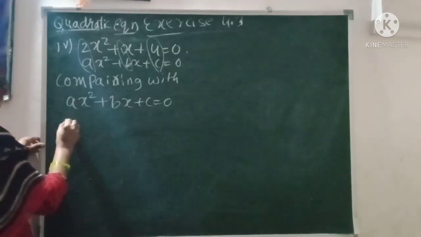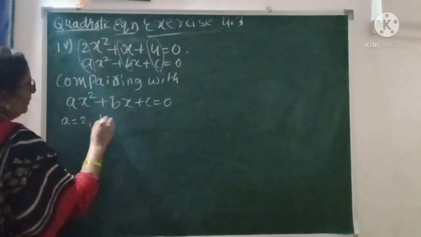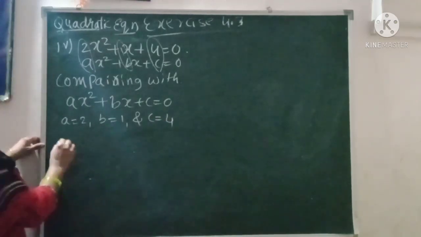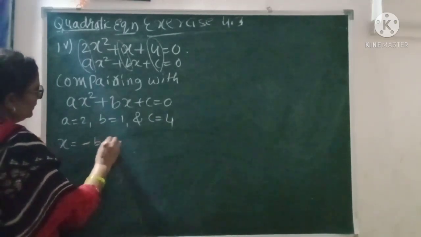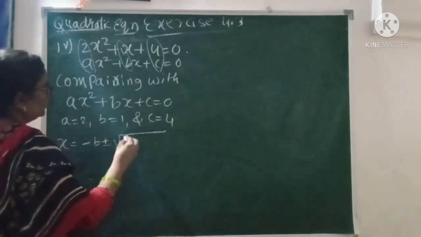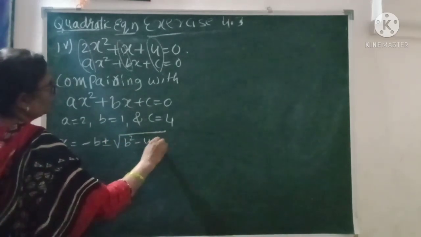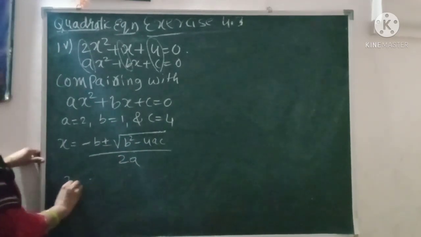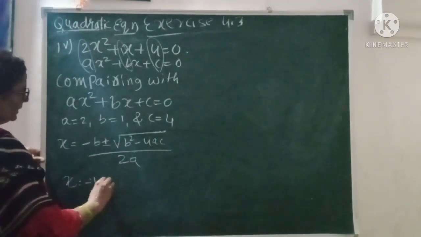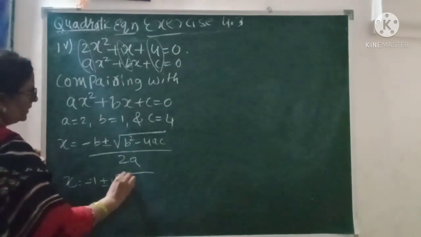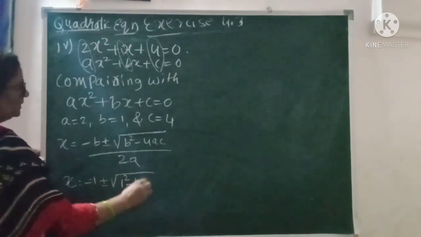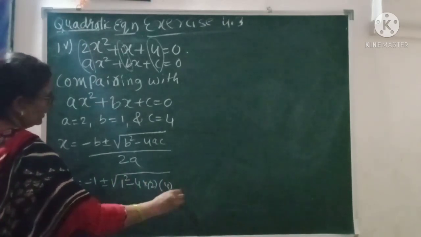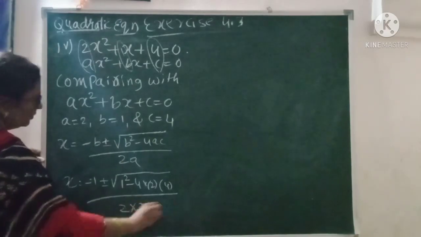Okay. So what do you get here? A is equal to 2, B is equal to 1 and C is equal to 4. Okay. The formula is minus B plus or minus root B square minus 4AC divided by 2A. So this is x equals minus 1 plus or minus root B square, which is 1 square, minus 4, A is 2 and C is 4, divided by 2 into 2.